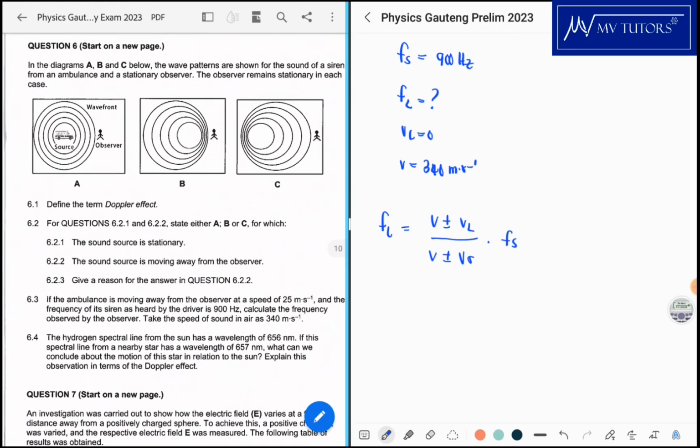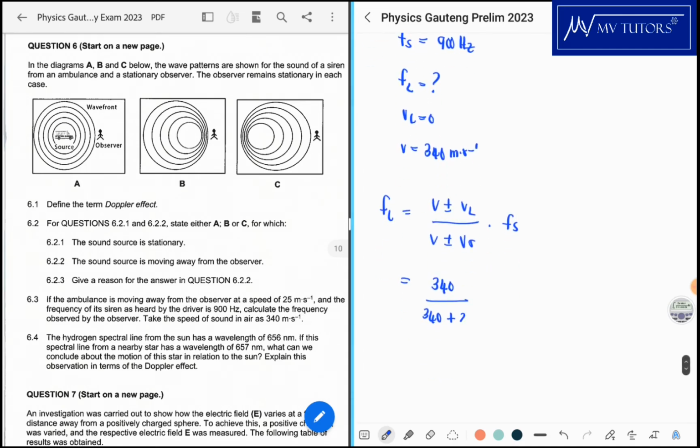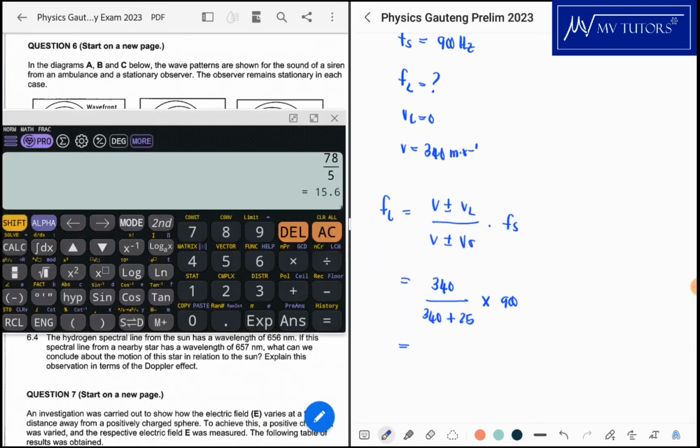All right, so the frequency of the listener is what we're looking for. In this case, speed of sound in air is 340. The velocity of the listener is 0, so we don't even bother writing anything further. And then we have 340. And what do we have, plus or minus? Well, we have plus. And then the speed of the source, we did write it down. It is 25 meters per second. And the frequency of the source is also given as 900. So this was a straightforward calculation, nothing tricky there. So that is quite nice.